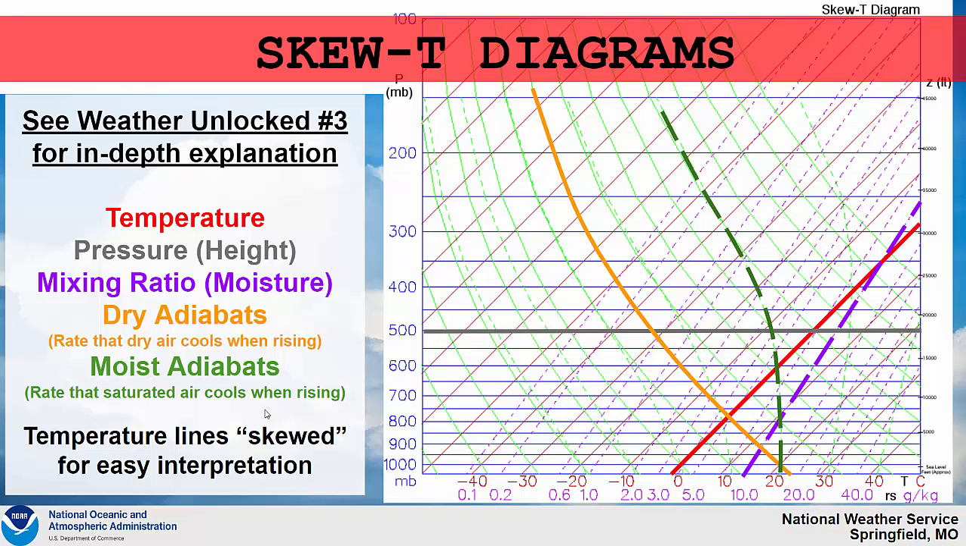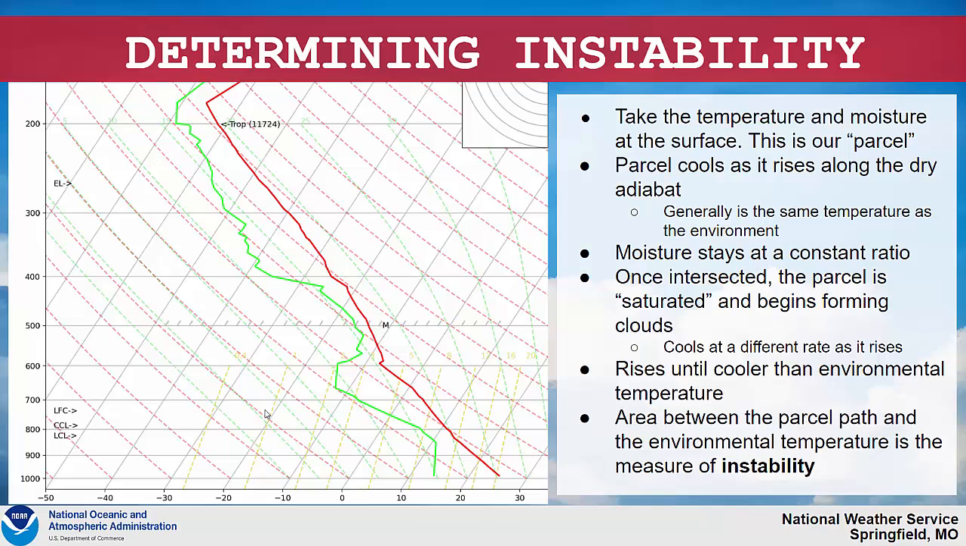It stays warmer longer. Now this graph is called a Skew-T because the temperature lines on the x-axis are skewed from left to right for easier interpretation of the vertical profile of the atmosphere. So now that we've got that out of the way, let's go through an example of how we determine instability.